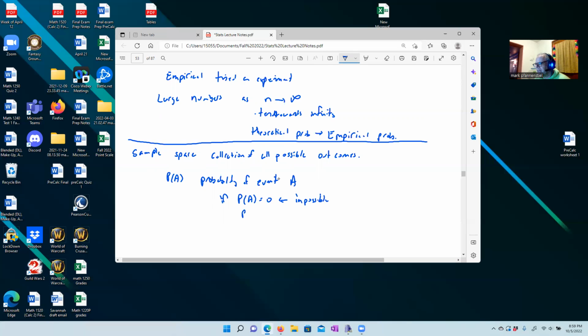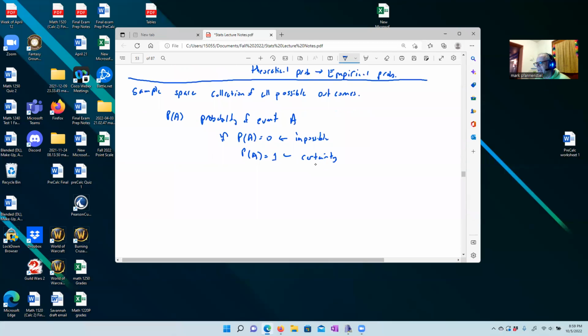Okay, if the probability of an event A is equal to 1, that's a certainty. And for everything else, probability has to be a number between 0 and 1. It can include 0, it can include 1, that's okay. But it has to be between 0 and 1.